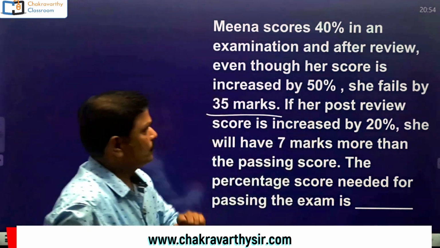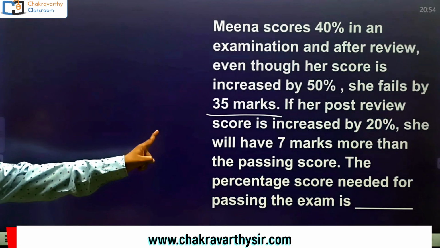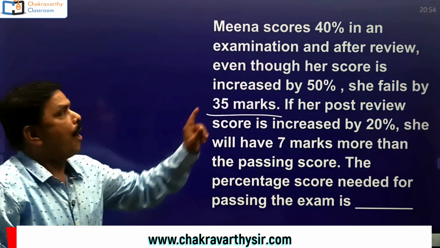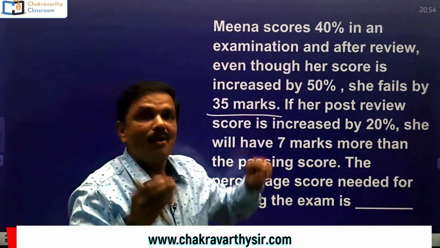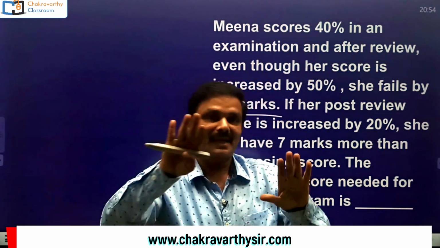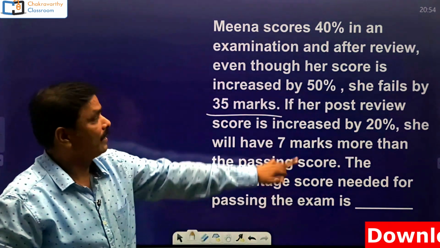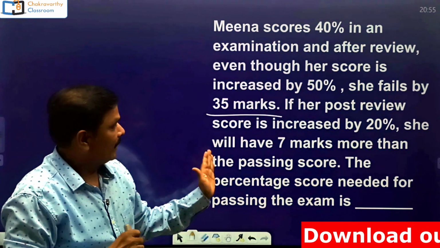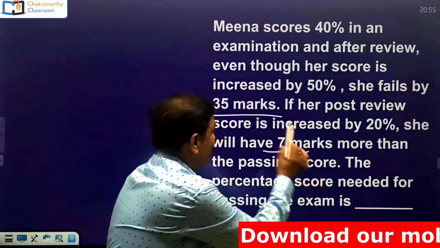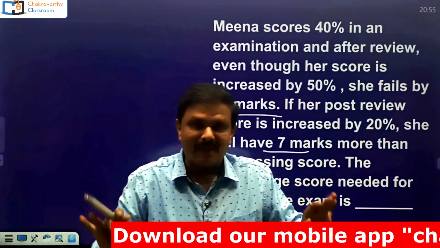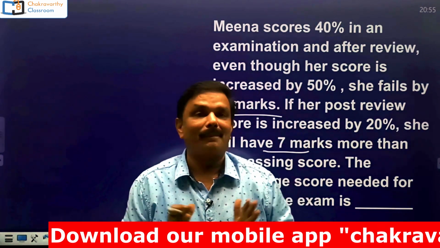Then the next case: if her post-review score is increased by 20%, on top of the 50% of 40% already added, you are getting the point? Then she will have 7 marks more than passing. I just explained this quickly, particularly for the beginners.